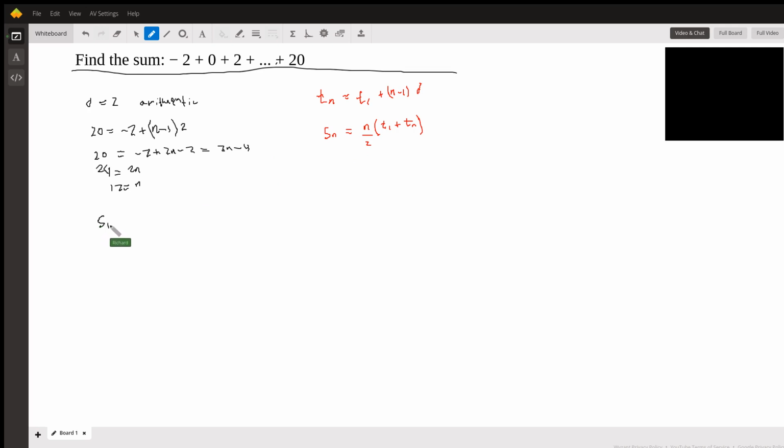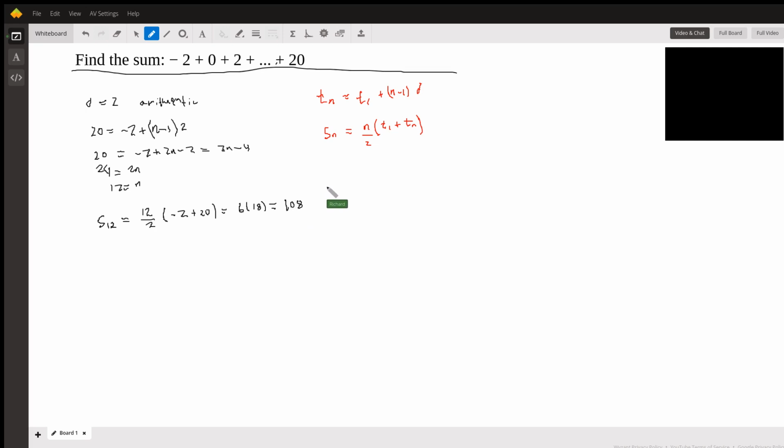So s sub 12, which is the sum of the first 12 terms, is going to be 12 over 2 times the first term, negative 2, plus the last term, 20. So that's going to be 6 times 18. So I have to pull out my calculator. 6 times 18 is 108, so that's our answer.